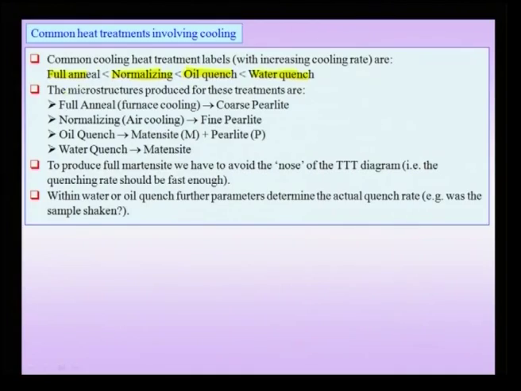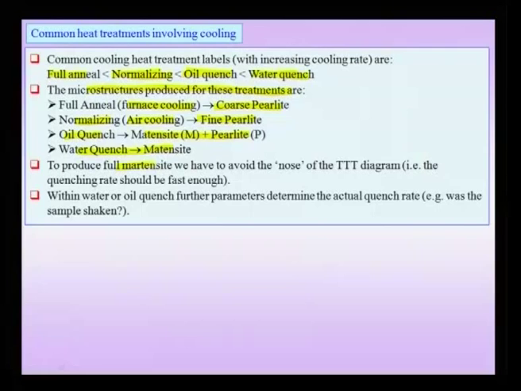And the typical microstructures produced for these cases are: when you do full annealing, for instance by using a furnace cooling treatment, you get coarse pearlite. If you use a normalizing treatment, which is what we call air cooling, that means you take the sample out of the furnace and leave it in open air and do not do any further thing to it, you obtain typically a fine pearlite. If you quench it in oil, we can produce a mixture of martensite and pearlite, and if you quench it in water, we can produce pure martensite. And we will draw the corresponding cooling curves for all these in the coming slides on the CCT diagrams.